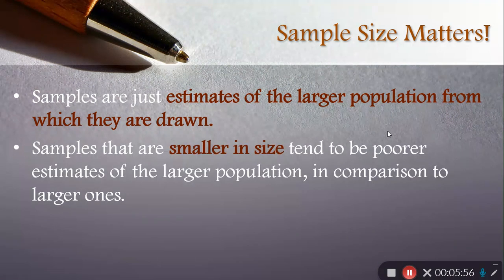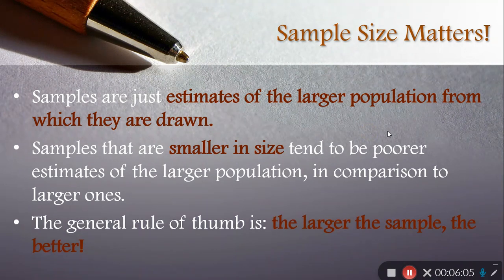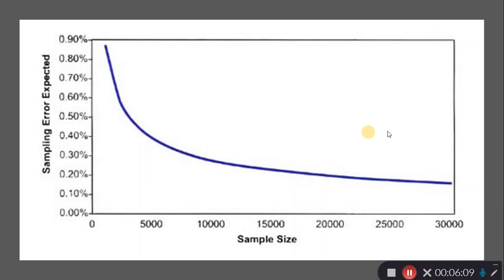However, samples that are smaller in size tend to be poor estimates of the larger population in comparison to larger sample sizes. So the general rule of thumb is the larger the sample, the better. So here's an illustration of this relationship between sample size and sampling error.